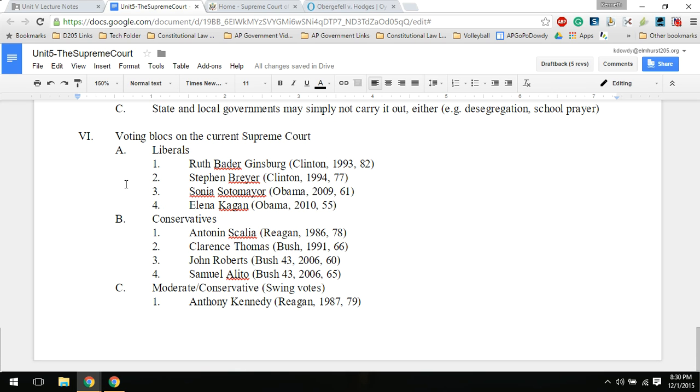And again, the voting blocs: there are 4 liberal justices, 4 conservative justices, and then 1 moderate or swing vote, which is Anthony Kennedy again. And last but not least, they're all really, really old, some older than others.